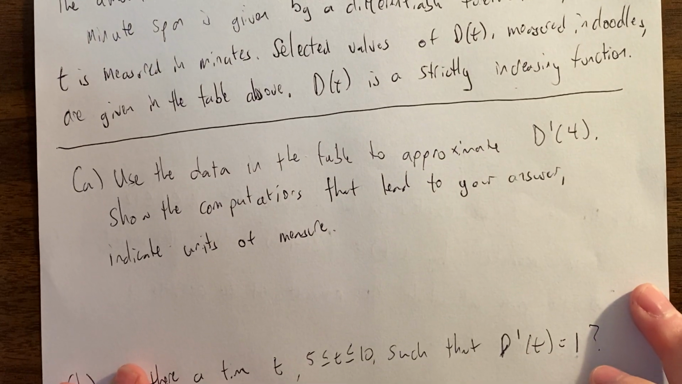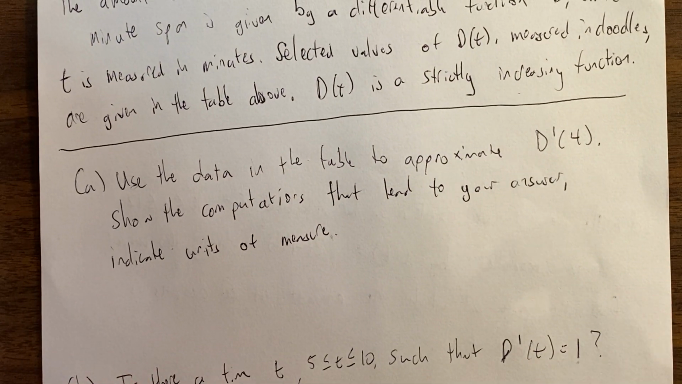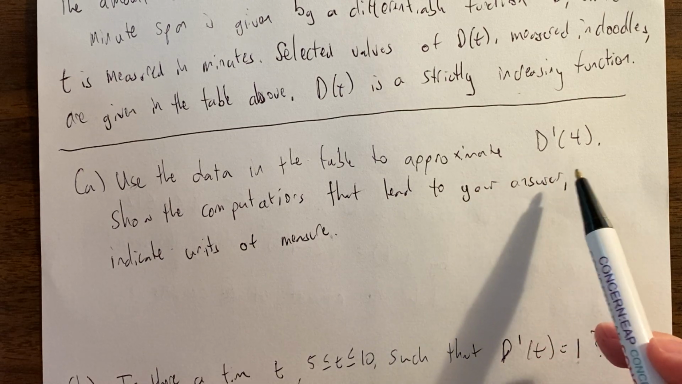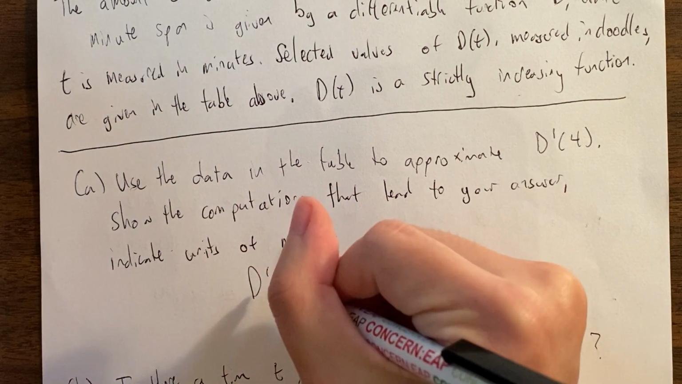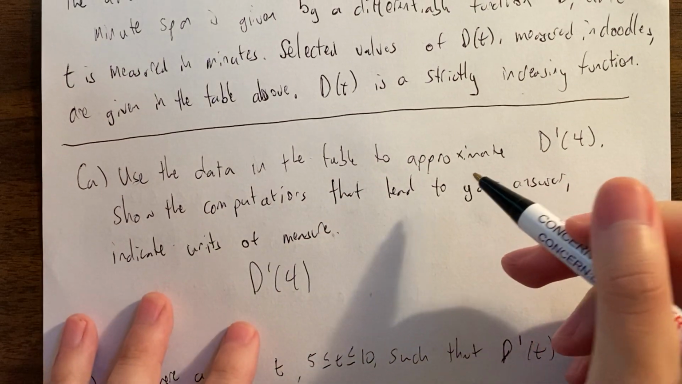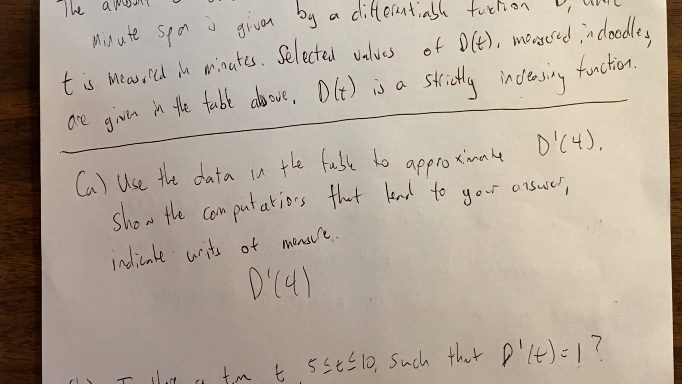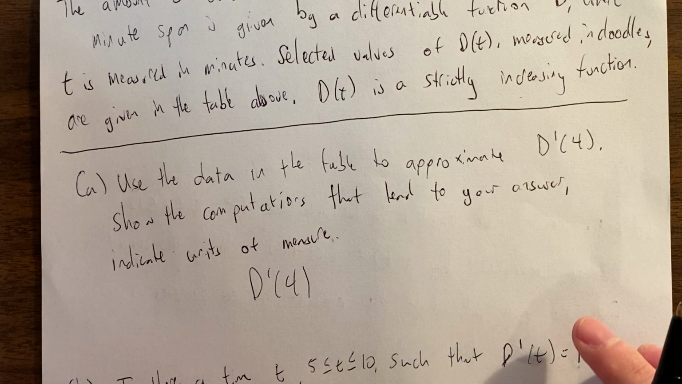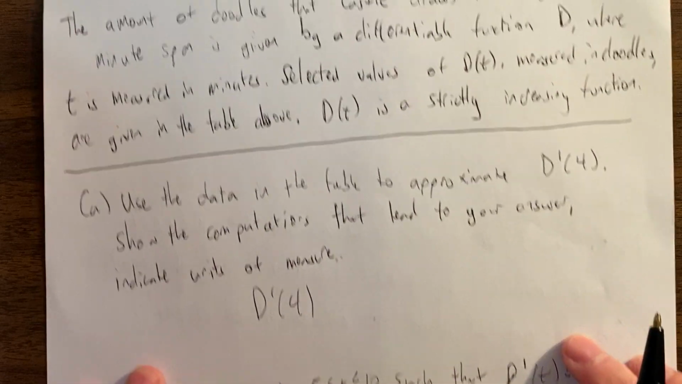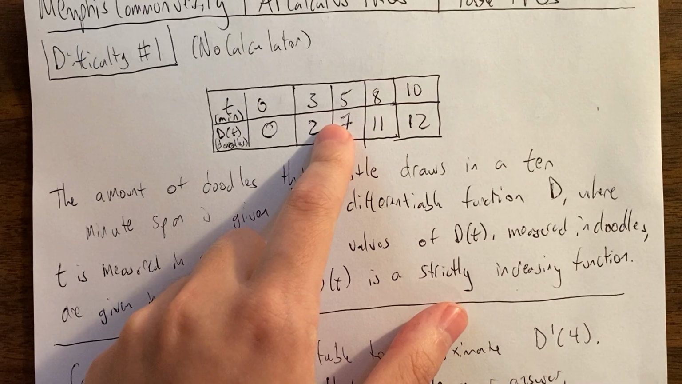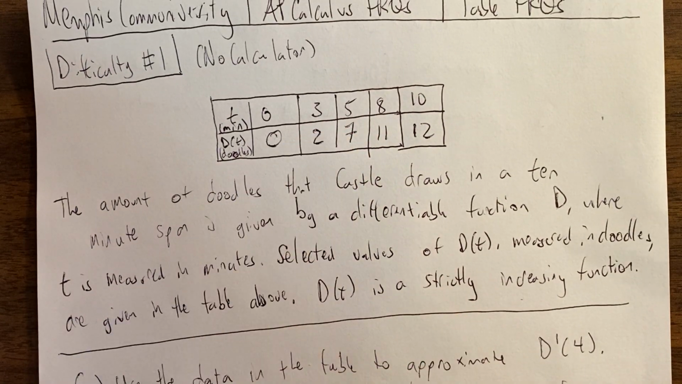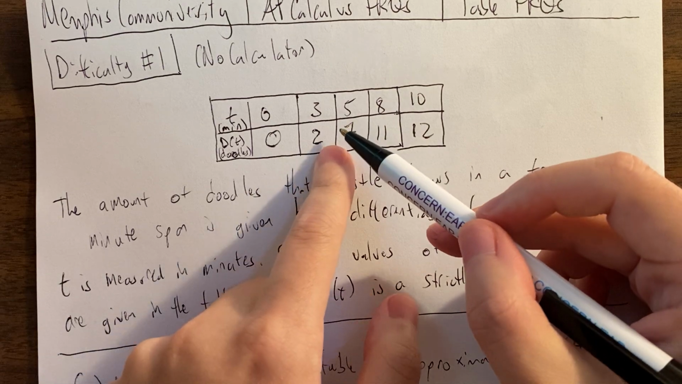But for now, we're going to do a pretty easy question, which is: use the data in the table to approximate D prime. D prime, of course, being the derivative. But we're not taking the derivative, of course, because it's an approximation. So the derivative is calculus slope. In order to approximate it, what we're going to do is algebra slope. So how you do that is you look for which pair of columns 4 appears in the middle of, and it's going to be these two right here.